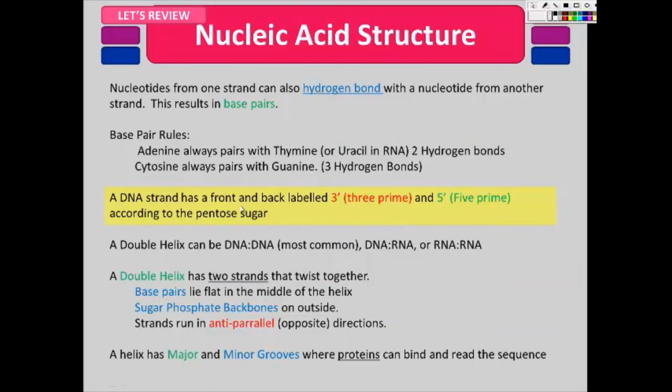A DNA strand has a front and a back labeled 3' and 5' according to the numbering of the pentose sugar. A double helix can be made from two strands of DNA, which is the most common form. We also see complexes of a DNA strand with an RNA strand, or short stretches of an RNA strand with another RNA strand. A double helix has two strands that twist together. The base pairs lie flat in the middle of the helix, and the sugar-phosphate backbones twist around each other on the outside. These strands run in anti-parallel directions.